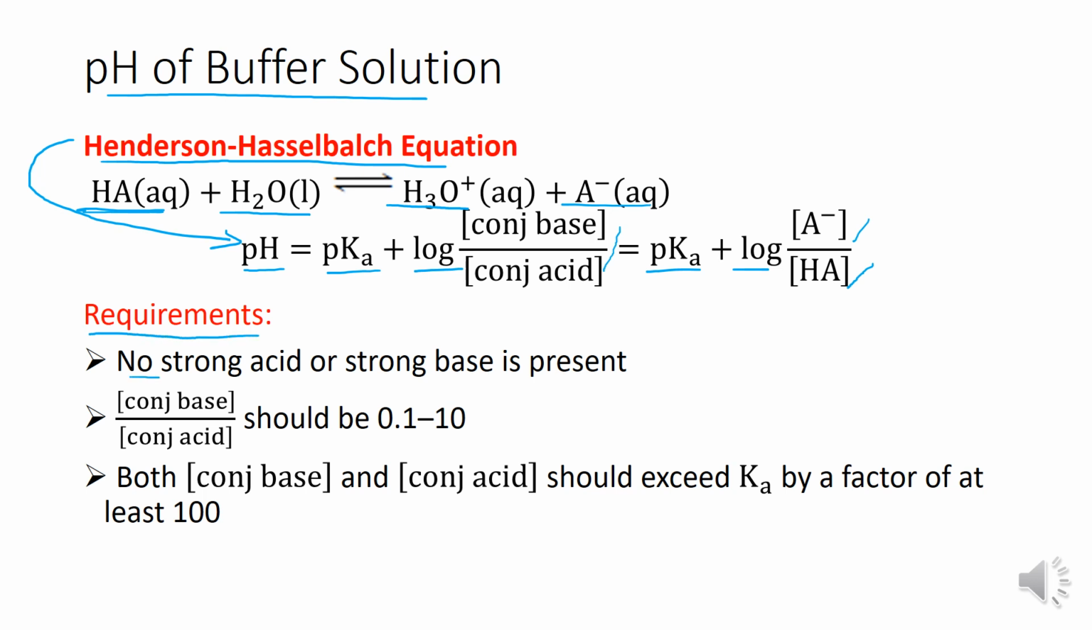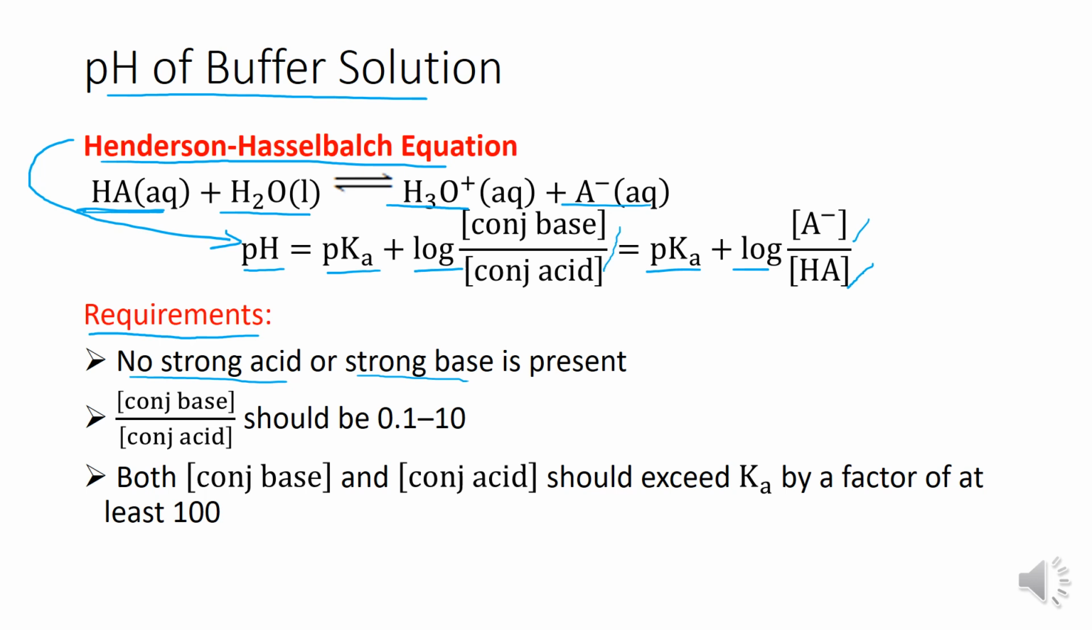For this equation to yield accurate results, we have the following requirements. First, no strong acid or strong base must be present in the buffer solution. We don't want any strong acid or strong base, because in the first place, a buffer solution should consist of a weak conjugate acid and a weak conjugate base.